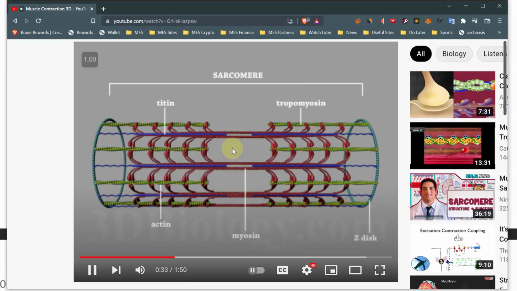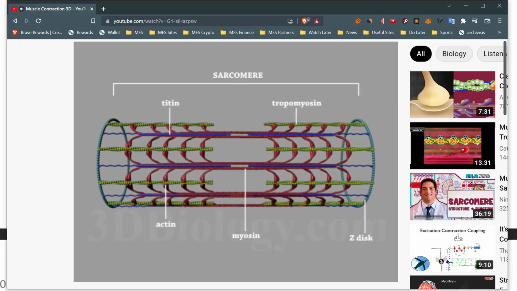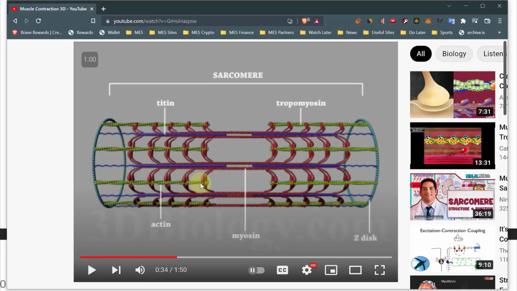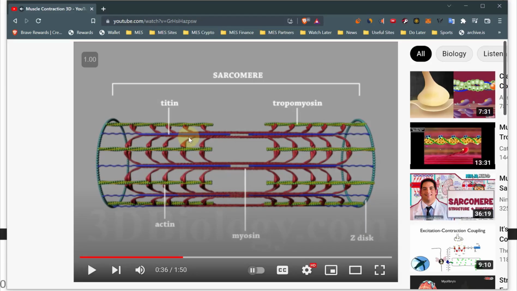Titin keeps thick filaments centered during contraction. In muscle contraction, actin filaments slide past myosin filaments. Notice how this green one slides from the left side to the right, and this one goes from the right to the left. Let's take a look at that again. In muscle contraction, actin pulls in. Notice how it's pulling it in, or at least the appearance of pulling in.